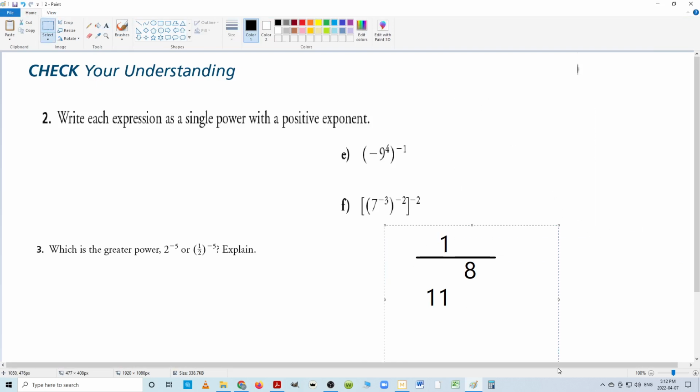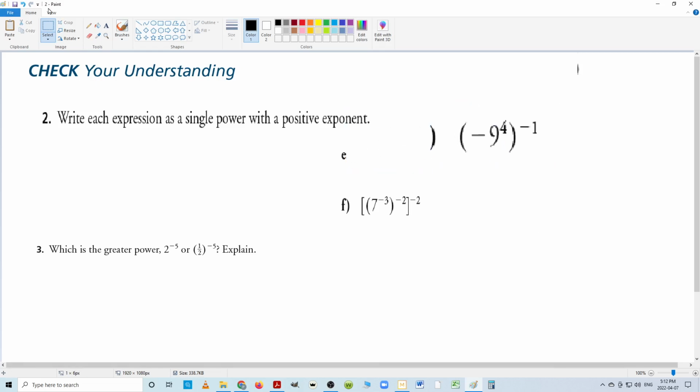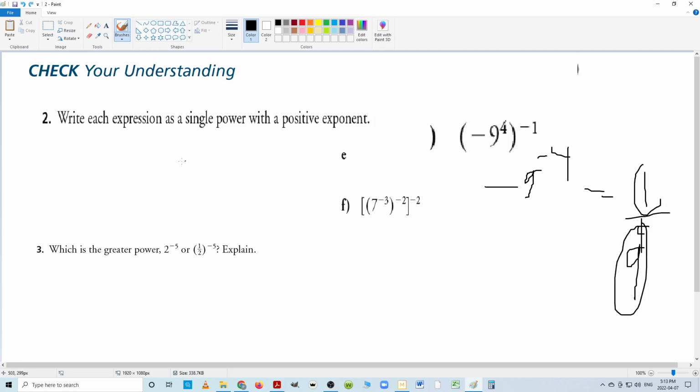What's the exponent of an exponent rule? The exponent of the exponent rule is you can just multiply the exponents. So what's 4 times minus 1? It's minus 4. So you get minus 9 to the minus 4. What's the rule for that? It becomes 1 over 9 to the positive 4. And then you just find out what that is, and it's 1 over whatever that is.